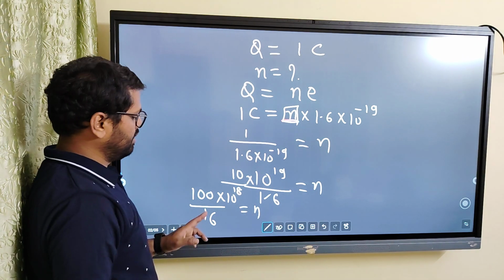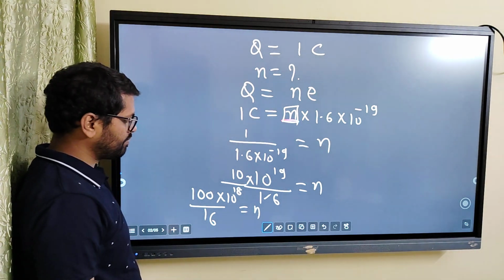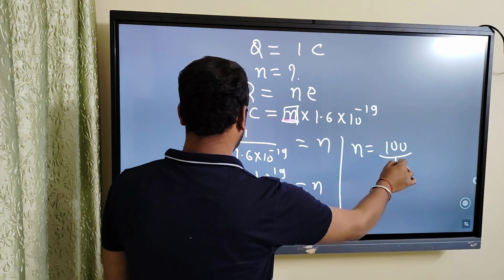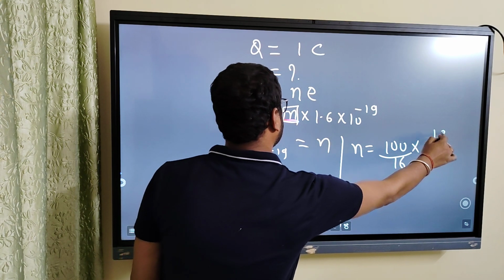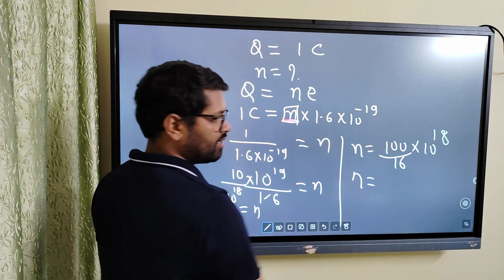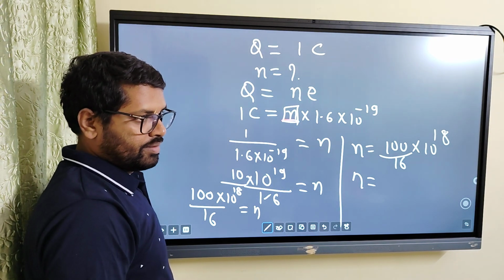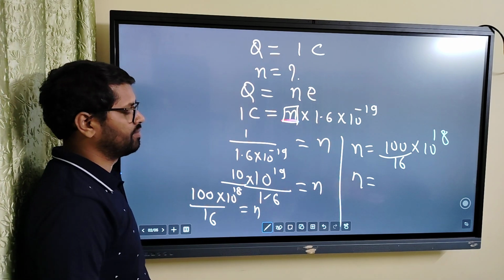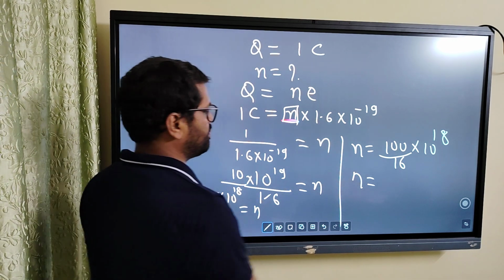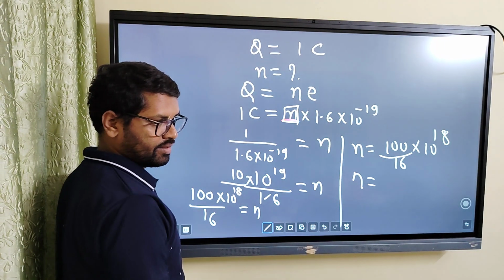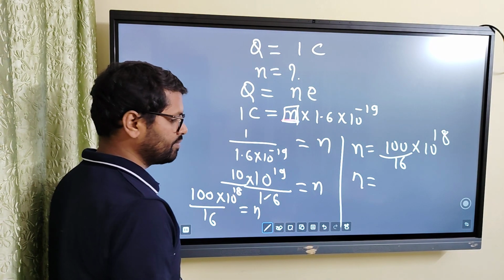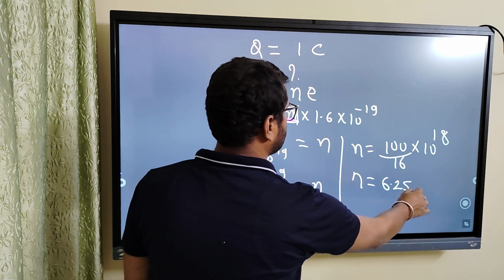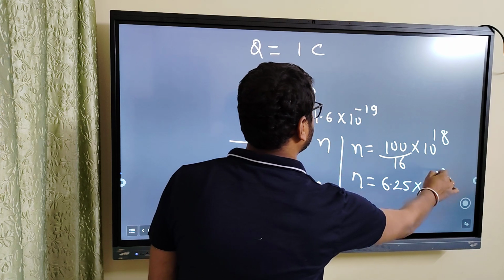When you solve, how much do you get? 100 by 16 into 10 power 18. When you solve, you get 25 by 4. In decimal, 25 by 4 is 6.25. So n is 6.25 into 10 power 18.